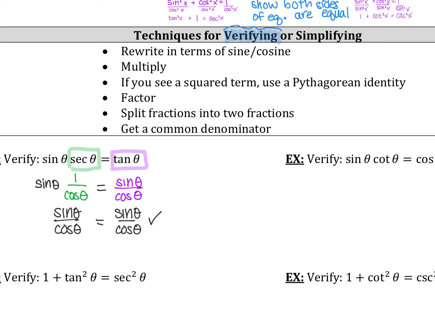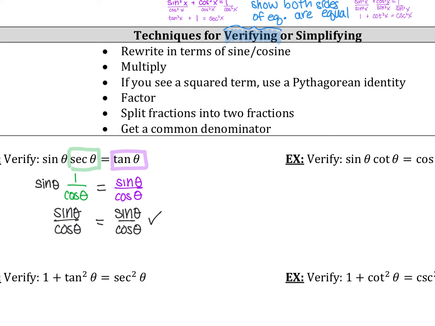This is called a trig identity. We have just verified it. We know it works. See? Kind of a fun puzzle. All right, let's try this next one.